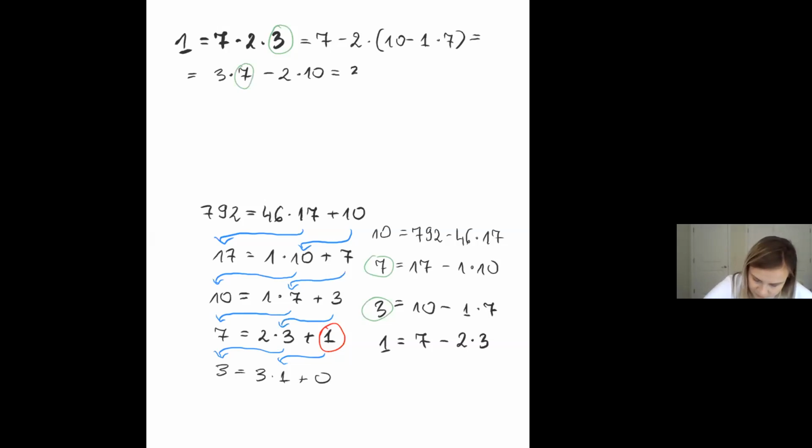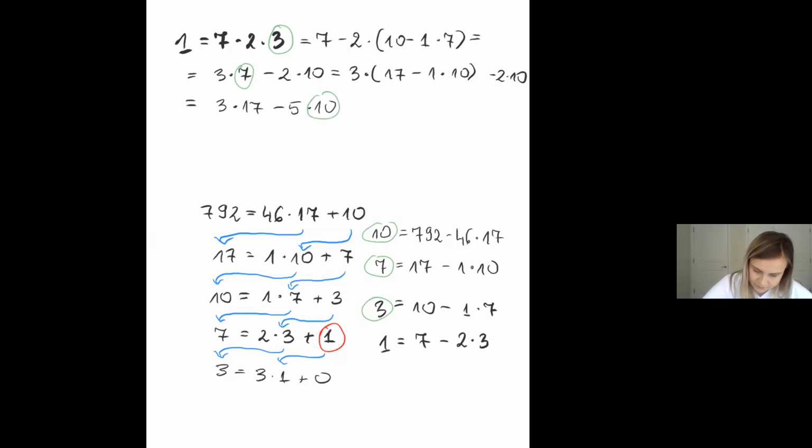So we have 3 times 17 minus 1 times 10 minus 2 times 10. Put some order here. So we have 3 times 17 and 3 times minus 1. So we have minus 3 and we have minus 2. So we have minus 5 times 10. And then we replace, next one is 10. So we replace 10 in our formula.